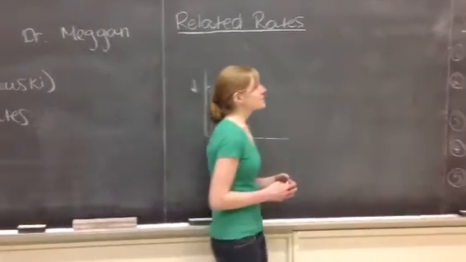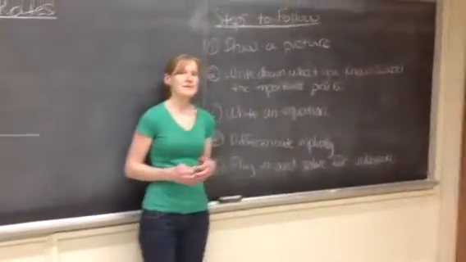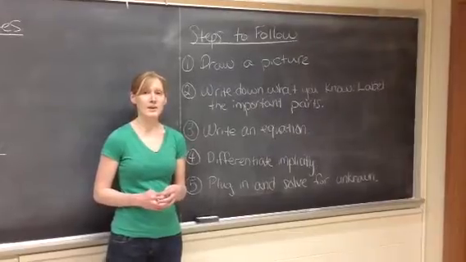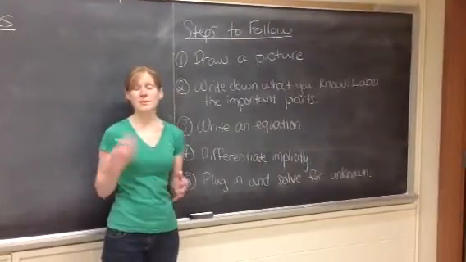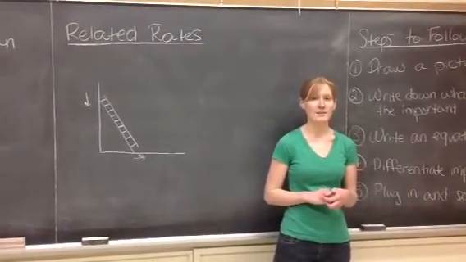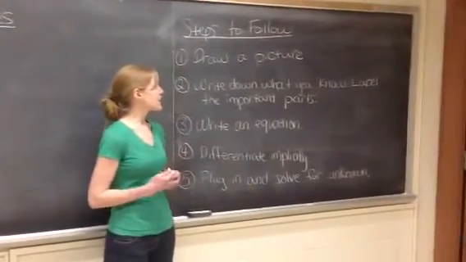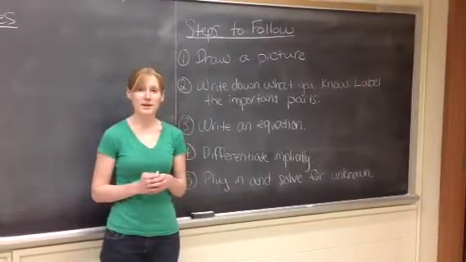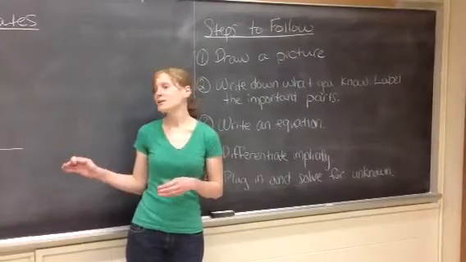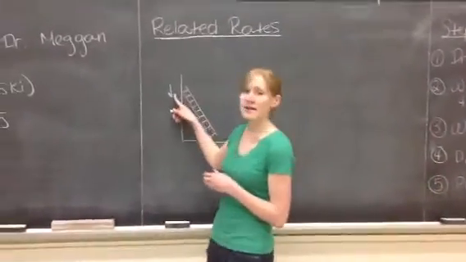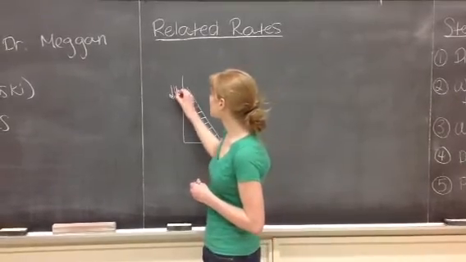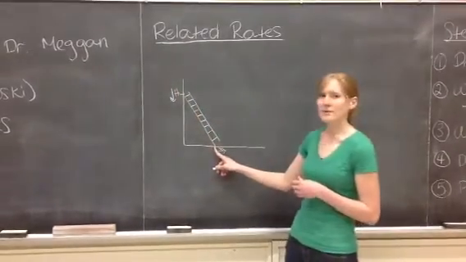Okay, so we have some steps that we can follow to make these problems a little bit easier for us. The first thing that we always want to do is to draw a picture. For example, in the last one, I drew a ladder for us so that we can actually see the relationships that are going on. The next thing we want to do is to write down what we know and label the important parts. As I mentioned, we were talking about the top of the ladder and the bottom of the ladder. So let's label them. Let's call the place at which the top of the ladder is H, and we'll call the bottom D.